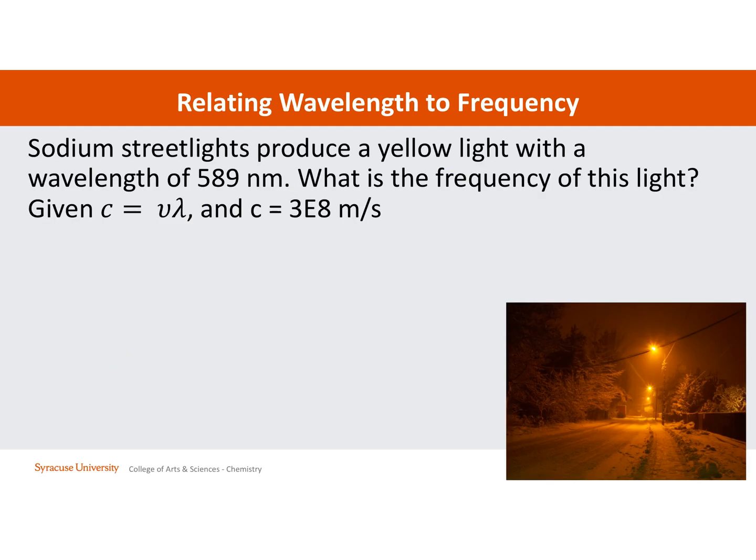All right, so here's my first question for you. Sodium streetlights produce a yellow light with a wavelength of 589 nanometers. What is the frequency of this light, given that the speed of light equals frequency times wavelength? And I know the speed of light equals 3 e to the 8 meters per second.